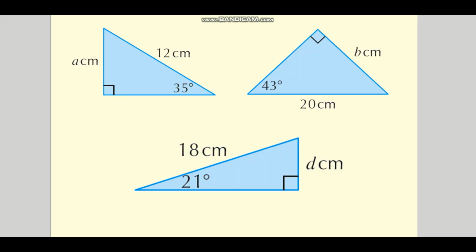Okay, so your next challenge is to look at these 3 triangles, decide on which trig functions you're going to use, and then find the lengths of A, B, and D in these triangles. Once you've done that, I'll put the answers on the next slide that I'm using. So pause the video here if you don't want to see the answers, and I'll show you fully completed solutions in just a moment.